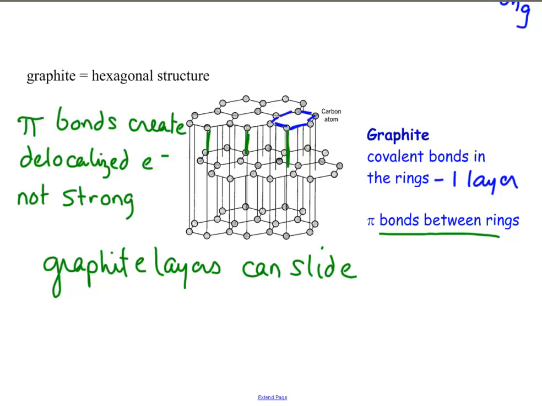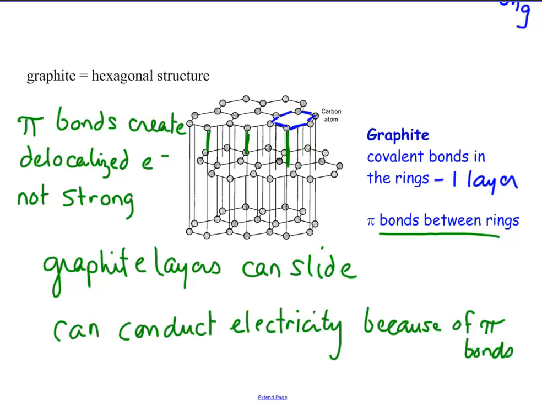The other thing is, because it has delocalized electrons, graphite can conduct electricity. With those pi bonds, it has delocalized electrons. Just like metals and their delocalized electrons, it can conduct electricity.